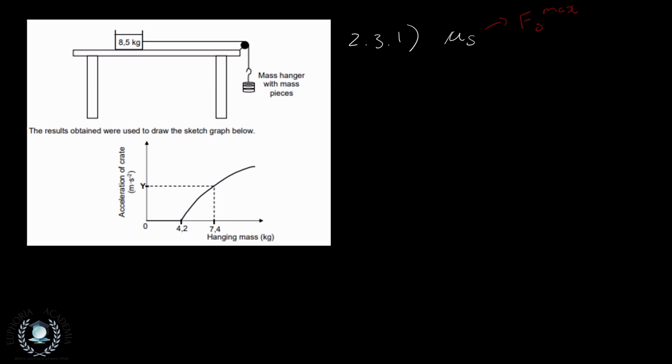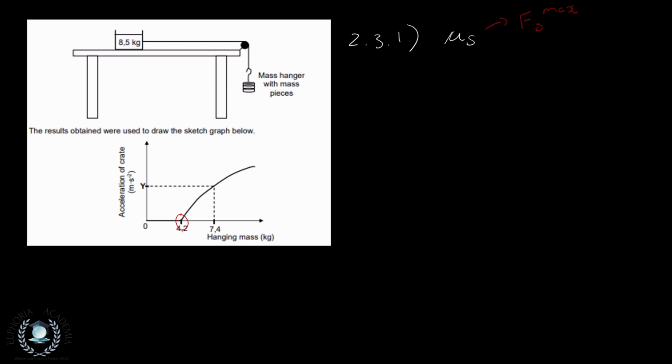And for our experiment here, at which point was that? Well, we can see on the graph that when the hanging mass is at 4.2 kilograms, slightly after it, there begins motion, but before it, there isn't motion. So we can say that that's the critical point. All right, so let us set up our system of equations and begin.